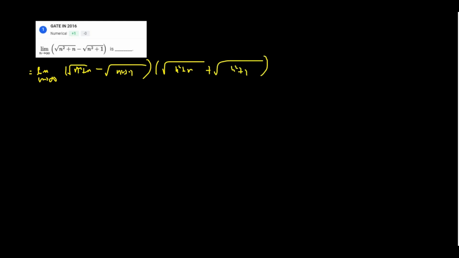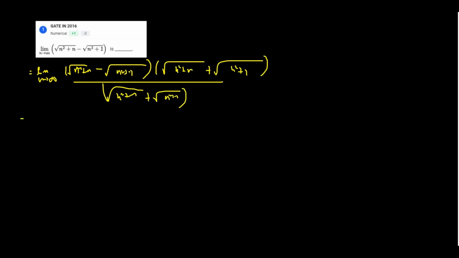So in the first step we will just try to rationalize by multiplying with the same factor. So let's proceed. Here we will write limit n tends to infinity of root over of n square plus n minus root over of n square plus 1, and we will multiply it with the rationalizing factor, that is root over of n square plus n plus root over of n square plus 1. In the denominator we will also do the same thing, root over of n square plus n plus root over of n square plus 1.